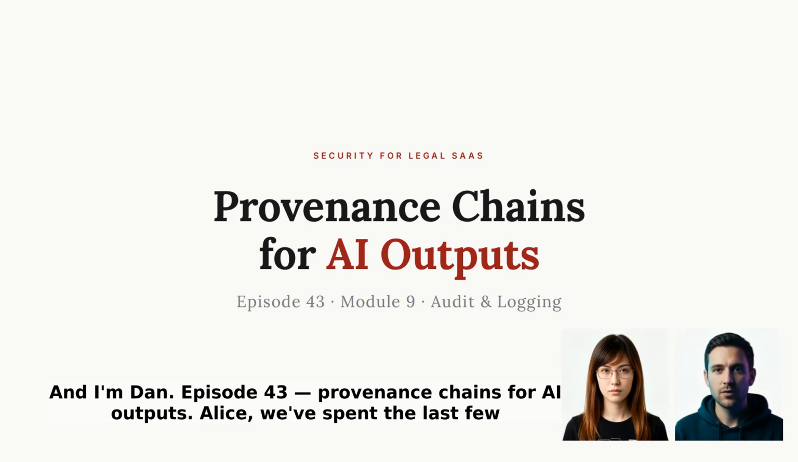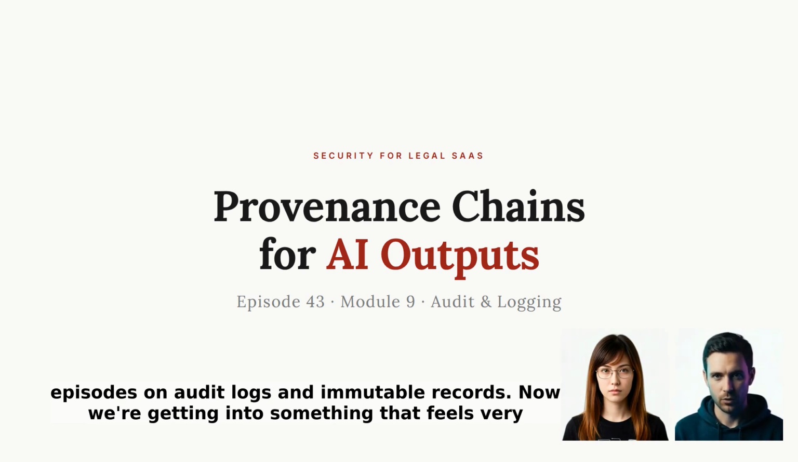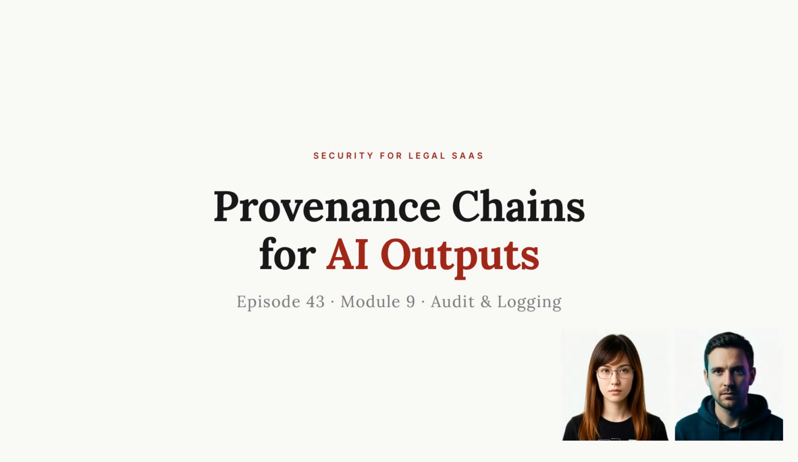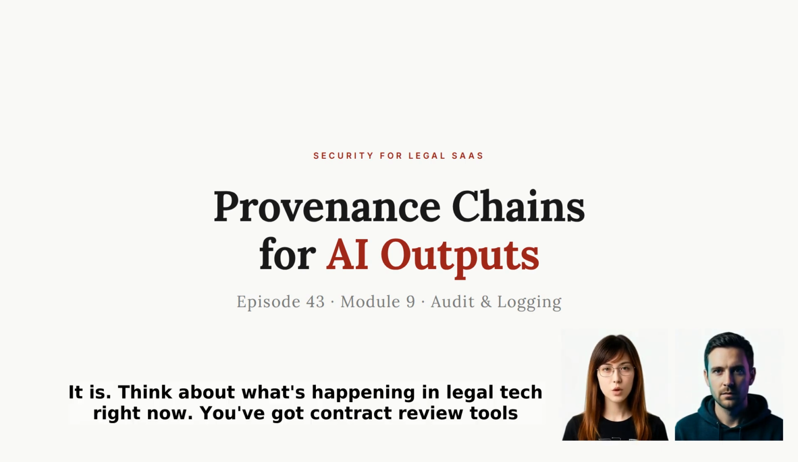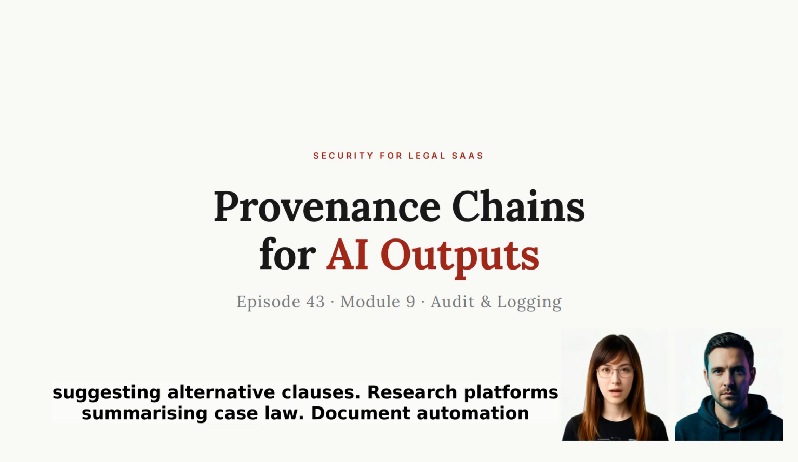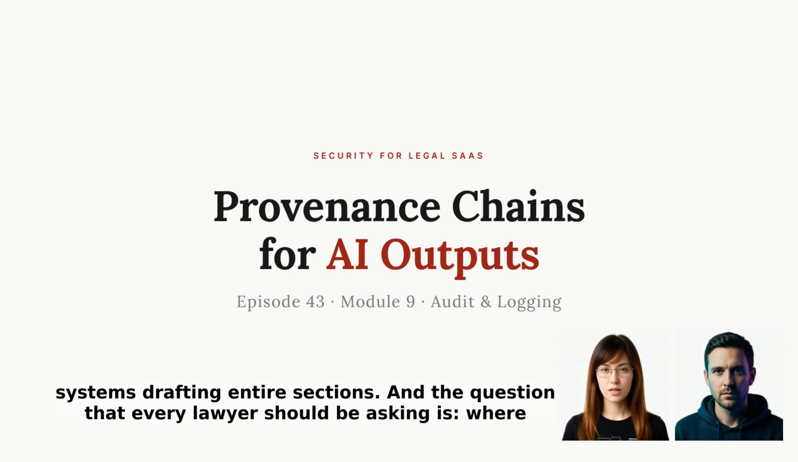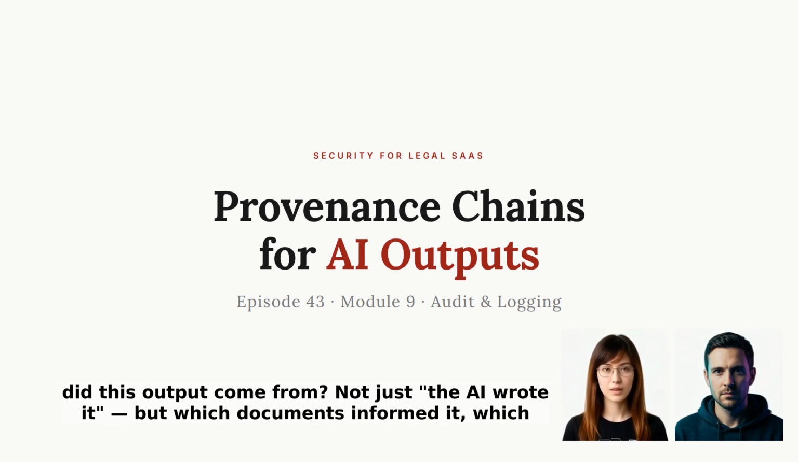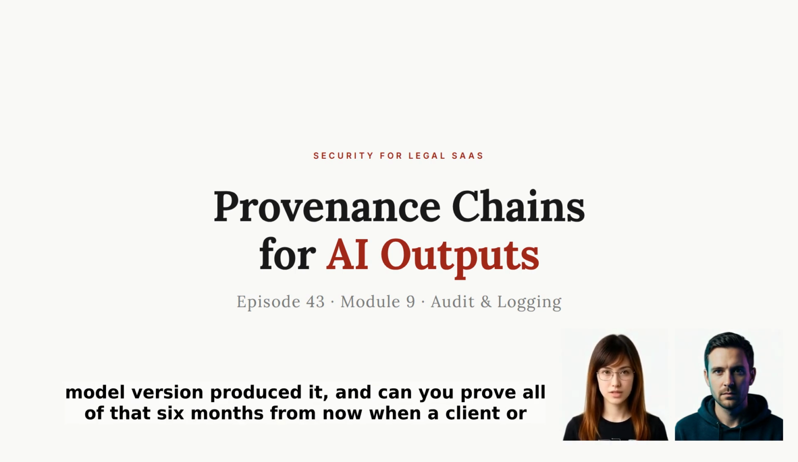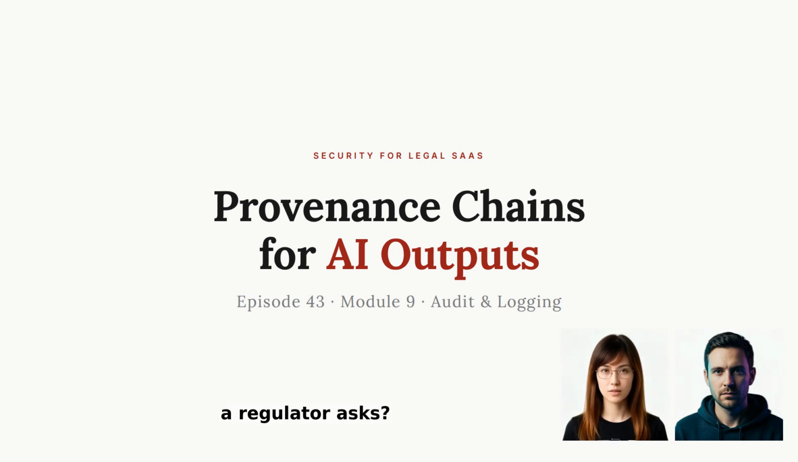Alice, we've spent the last few episodes on audit logs and immutable records. Now we're getting into something that feels very specific to the AI era. It is. Think about what's happening in legal tech right now. You've got contract review tools suggesting alternative clauses, research platforms summarizing case law, document automation systems drafting entire sections. And the question that every lawyer should be asking is, where did this output come from? Not just "the AI wrote it," but which documents informed it, which model version produced it. And can you prove all of that 6 months from now when a client or a regulator asks?